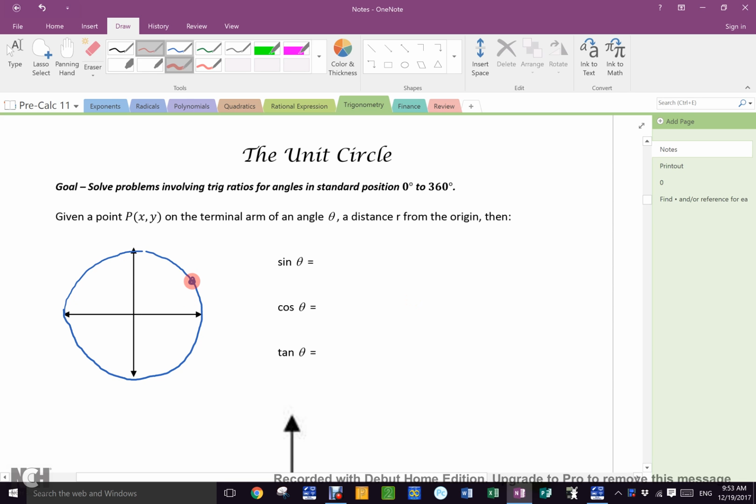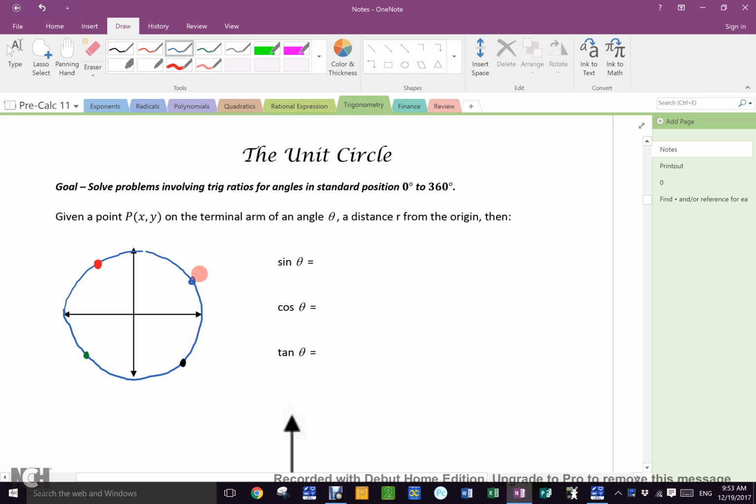Put a dot anywhere on the circle in each quadrant. It does not matter where. Now, what would this guy's coordinates be? Are there any numbers on this graph?